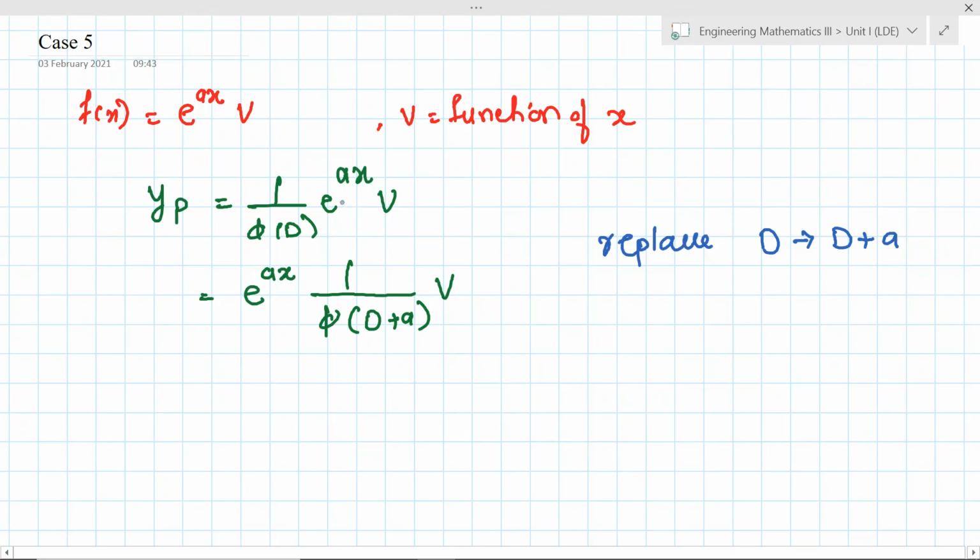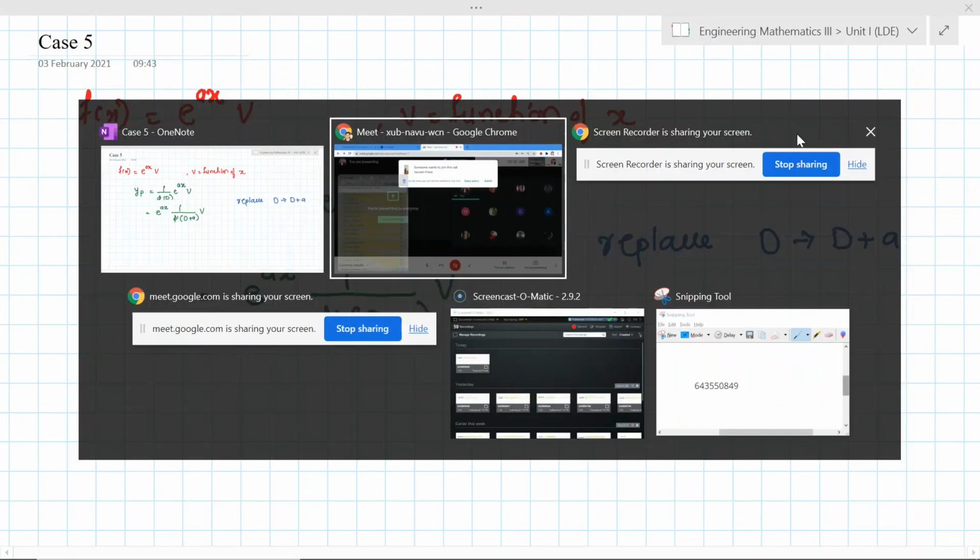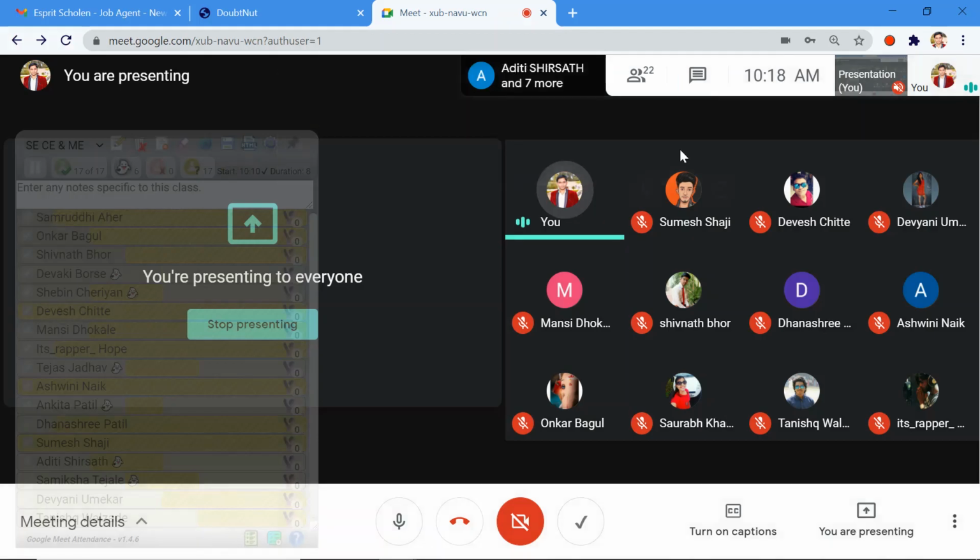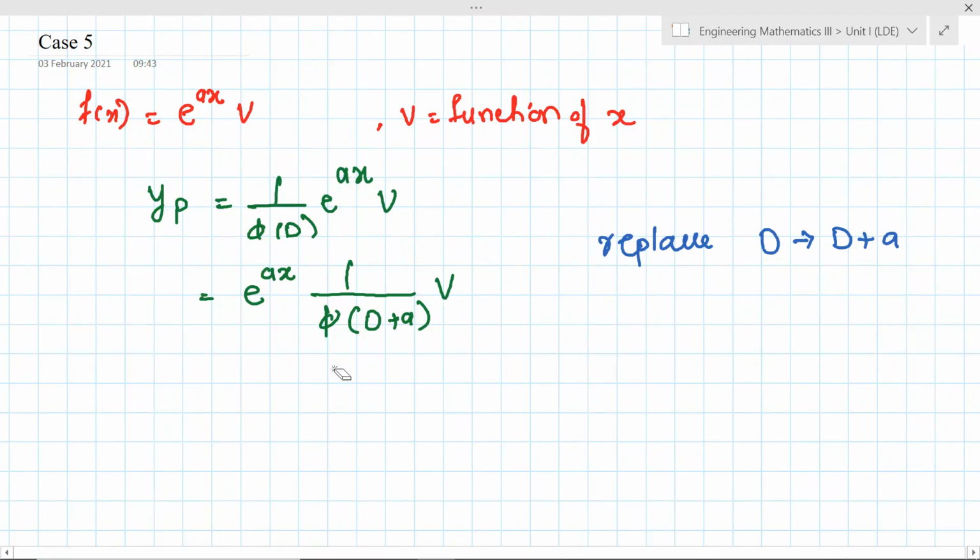If a is negative, then we are replacing D by D minus a. Whatever a, positive or negative. Suppose a is equal to minus 2, then we are replacing D by D minus 2. If a is plus 2, then we are replacing D by D plus 2. This is the difference between both. Whatever the value of a, we just replace D by that value. Now let us see an example to understand this.